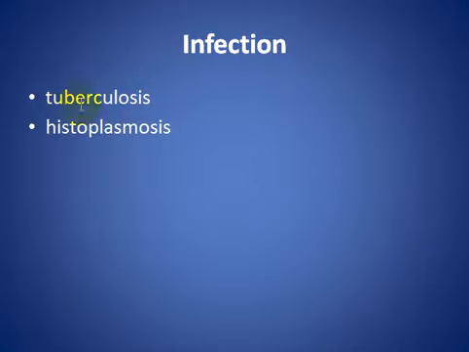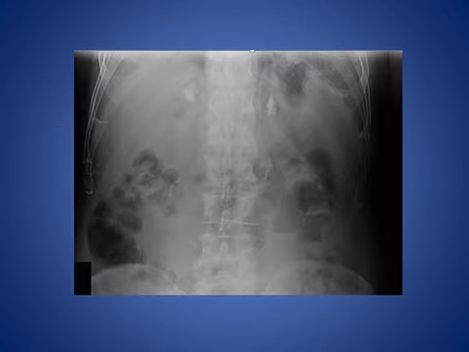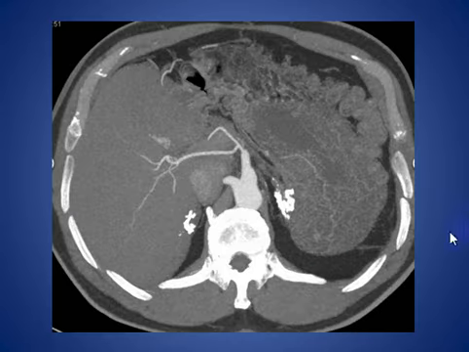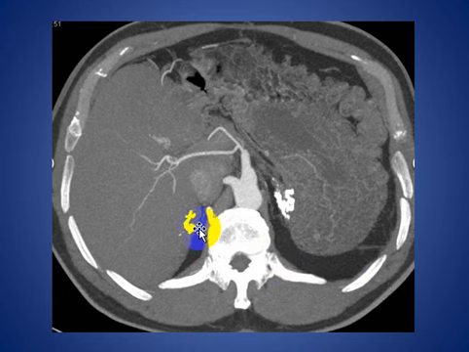Infections like TB and histoplasmosis are common. Granulomatous disease causes adrenal gland calcification. Here we have a plain film of a patient with bilateral adrenal calcification, incidentally discovered and proved to be TB. Here is another patient with bilateral adrenal calcification, and we see the patient has granulomatous disease as diagnosed later.